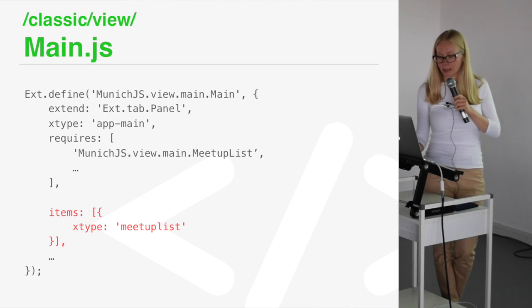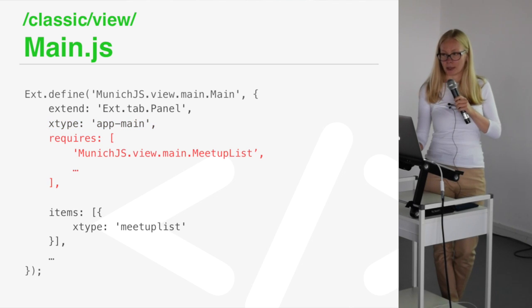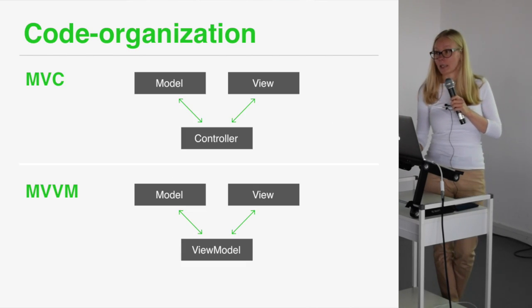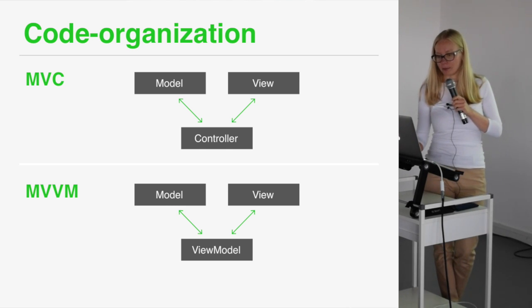We have defined the Xtype, and by the way, the main view is defined in the same way. It extends tab panel, has its own Xtype, and it's necessary to add a reference to our meetup list class into the dependency list of the main view. And that's it, our view is completely ready. Of course, we should do the same for the agenda and chart view, but it's the same way.